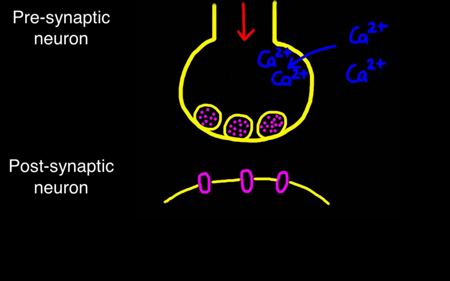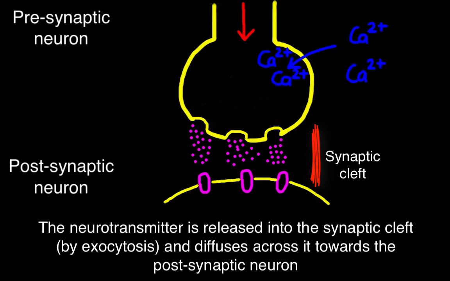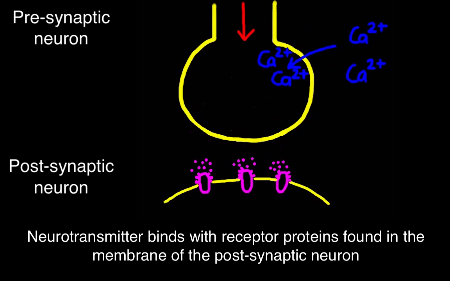They therefore release the neurotransmitter into the gap between the presynaptic neuron and the postsynaptic neuron. We call this the synaptic cleft. The neurotransmitter diffuses across the synaptic cleft. Once the neurotransmitter reaches the postsynaptic neuron, it binds with receptor proteins shown here in pink that can be found in the membrane of the postsynaptic neuron.